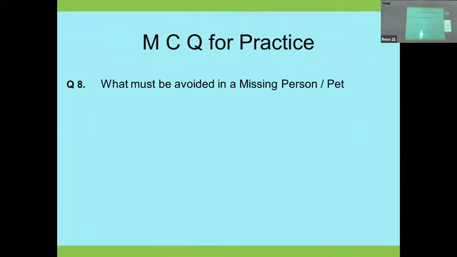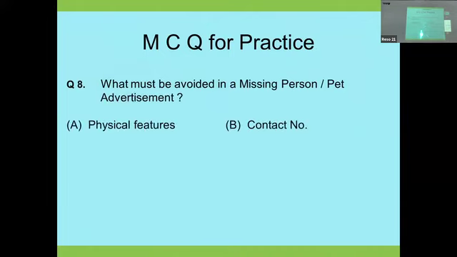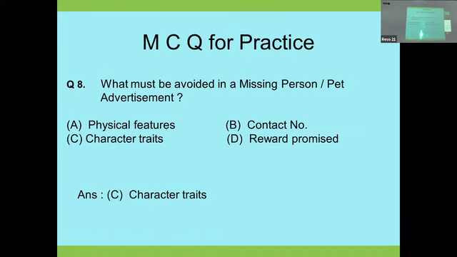What must be avoided in a missing person or pet advertisement? Physical features, contact number, character traits, or reward promised? The character traits. We don't put up the behavior, whether it barks a lot, it bites everyone. Character traits are not there. We don't put its attitude or behavior. We put up the physical traits, looks and age and that way. So C is the correct answer. C for character.